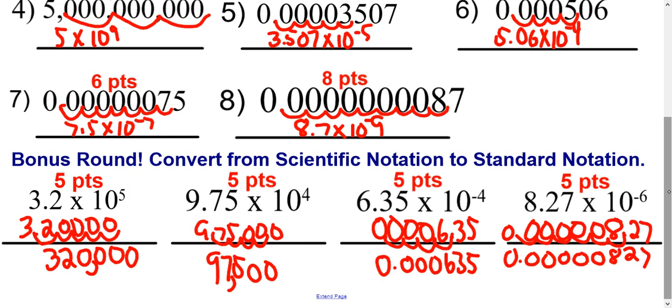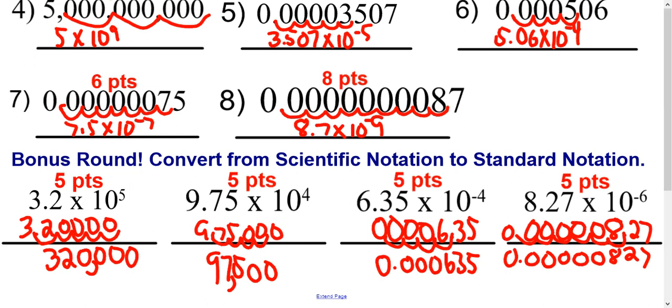And the bonus round, so much fun. It is 320,000 because you're moving the decimal to the right 5, and 9.75 you're moving the decimal to the right 4, 97,500. 6.35 you're moving the decimal to the left 4, which is 0.000635. And then you have 8.27 times 10 to the negative seventh, and that's what you see right here, 0.0000827. And that is it.